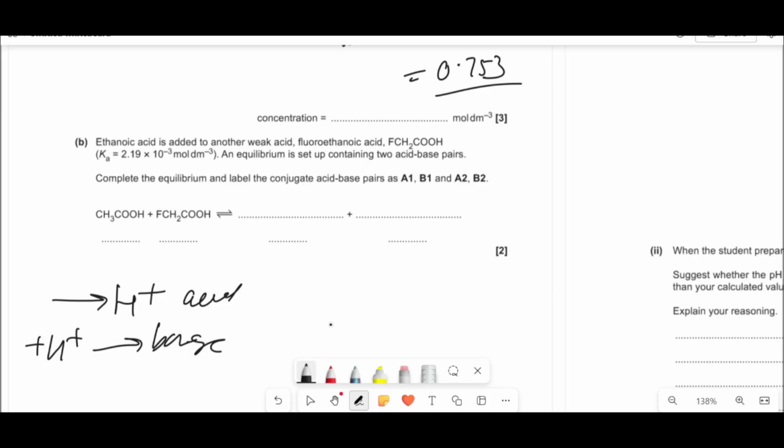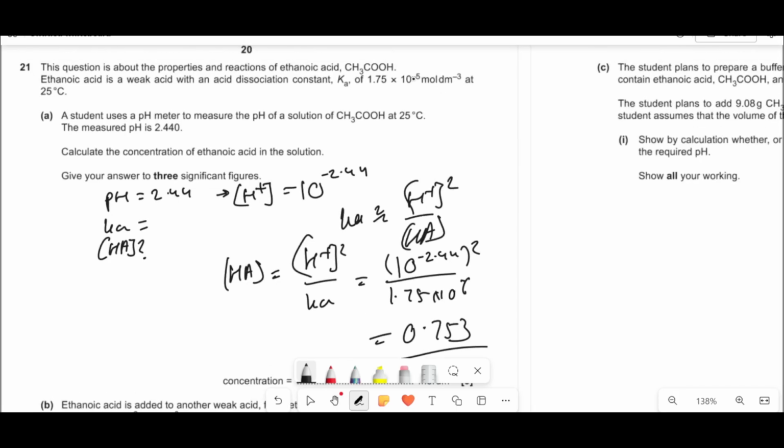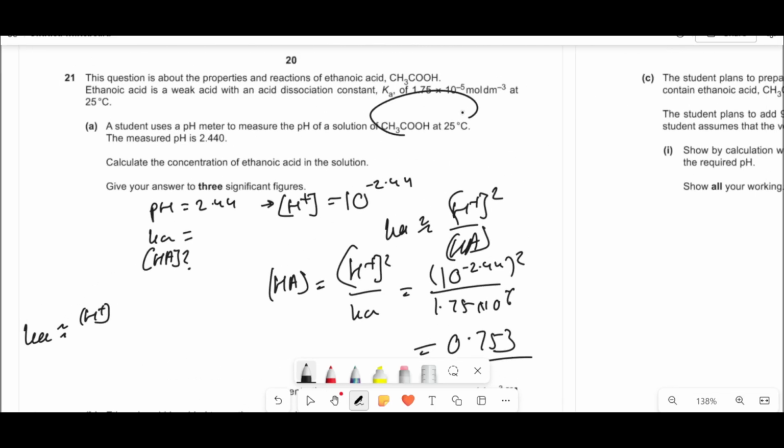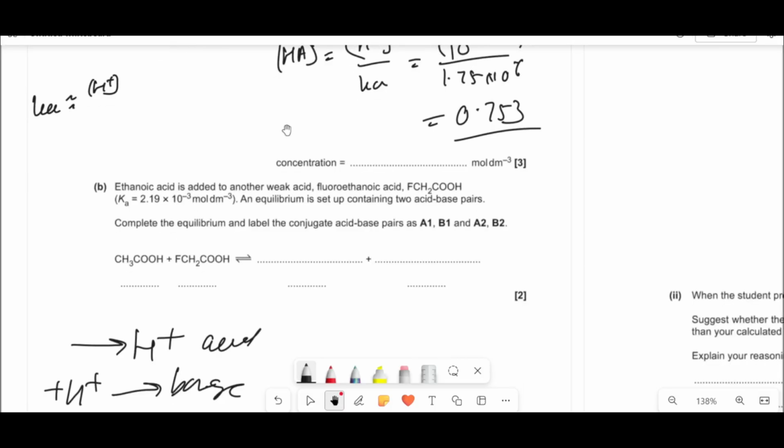So in this case, we need to look at what's losing an H plus. One of these has to be losing H plus, the other one has to be gaining it. They've told you here that Ka for this is 2.19 times 10 to the minus 3, whereas here this is 1.75 times 10 to the minus 5. Remember that Ka essentially links back to H plus, like products over reactants, right? So if this one's Ka is higher, we have more H plus, and if this one's lower, then that's going to have less. So this one must have given out more H pluses.